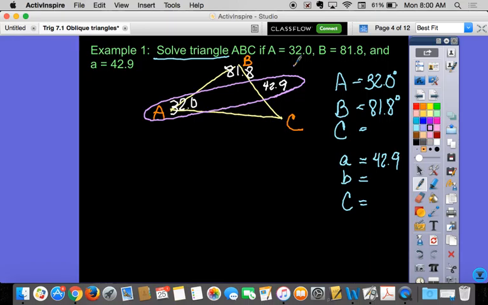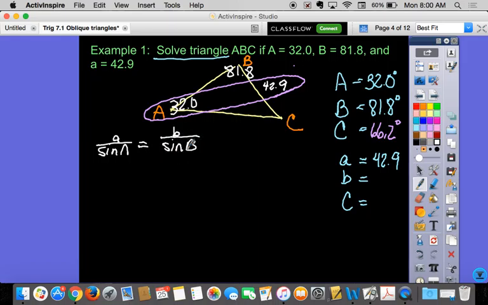Of course, finding the third angle is not a big deal. You just need to grab a calculator, and here we go, 180 minus 32 minus 81.8, and we get 66.2. Okay, now let's go. We've got to find b and c. So our complete ratio is with A's. So I'm going to do a over sine A. And then let's look for little b first. Little b is going to be here.